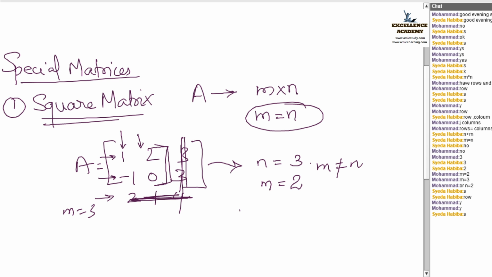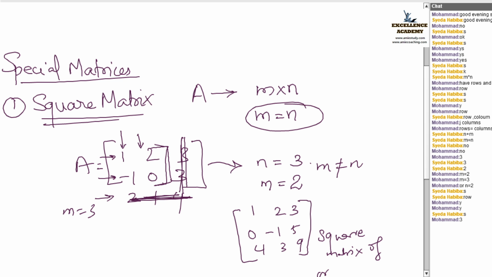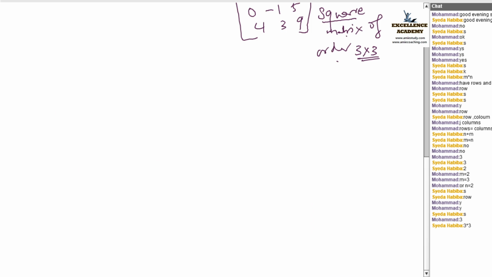So if I have a square matrix 1, 2, 3, 0, -1, 5, 4, 3, 9, what is its order? If I say it is a square matrix, then there is no need to say 3 by 3; you can just say order 3.